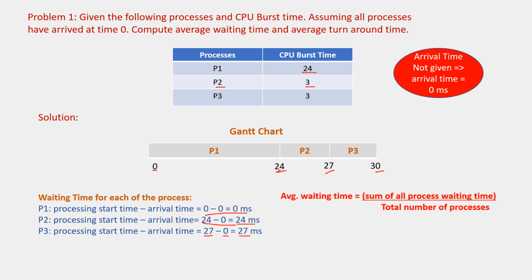The formula for computing the average waiting time is the sum of all waiting times, that means 0 plus 24 plus 27, divided by the total number of processes in the system. So here the total is 51, that is 0 plus 24 plus 27, divided by 3, which is 17 milliseconds. So the average waiting time for all these three processes is 17 milliseconds.